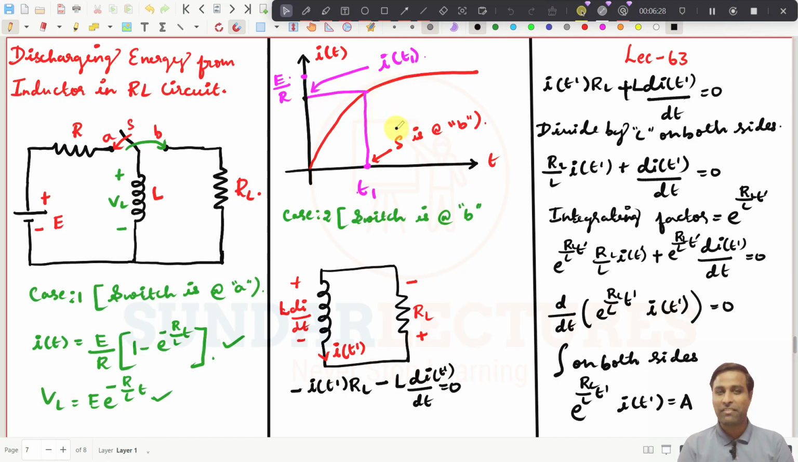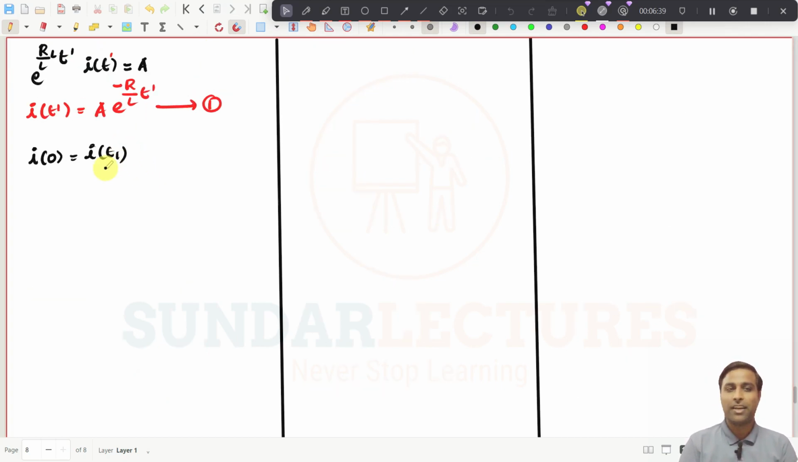At that instant only, we have just switched this switch to point B, right? So now this will be I of t. If I substitute this in expression number 1, this is the initial condition, because we have just connected the switch to point B at t, I of t is equal to I of t1. So if you substitute this in this expression, instead of t, we need to put I of t1.